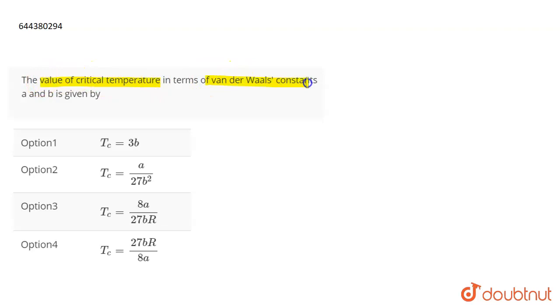The question is, the value of critical temperature in terms of van der Waals constants A and B is given by. Okay, so if we talk about the critical temperature, then what do you mean by critical temperature?